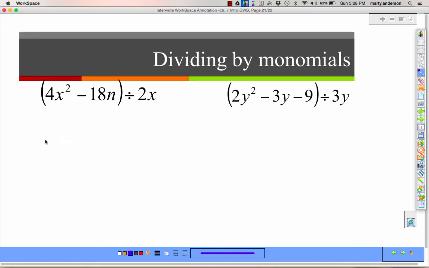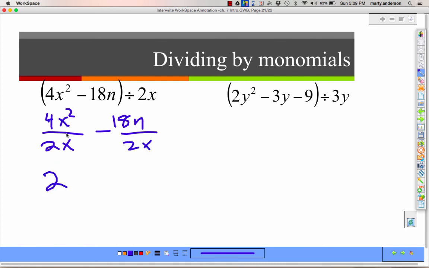Recognize the difference. This is going to be everything over 2x. Everything over 2x simplifies to 2x squared over x, x on top, minus 9. Did I hear a 9er in there? And I have an n on top and an x on the bottom. And that's it. That's all we can do.